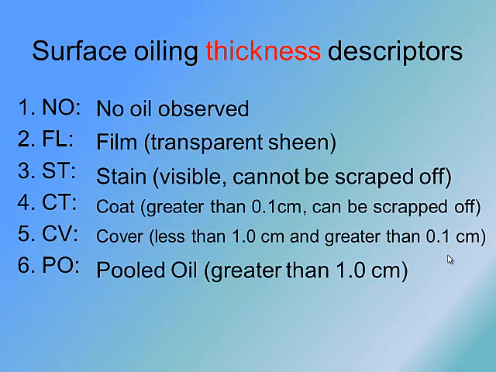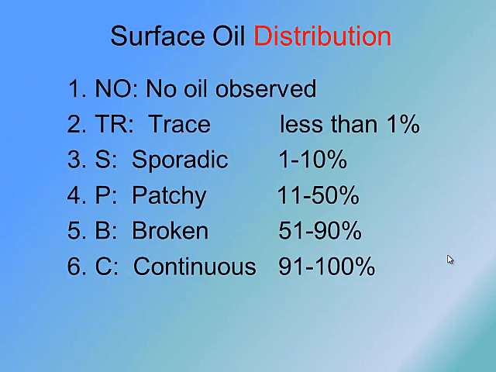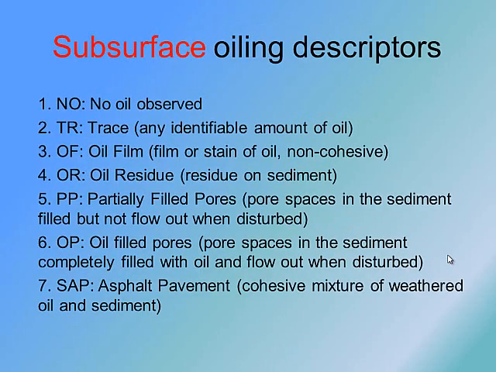There are 6 surface oiling descriptors for thickness that range from no oil to pooled oil, which is over 1 centimeter thick. There are surface oiling distributions that range from no oil to continuous oil. And then during the summer months, sand will deposit onto beaches, and if there are oiling zones on the sand, they can easily become buried underneath the sand, and it can be easy to have subsurface oiling go unnoticed.